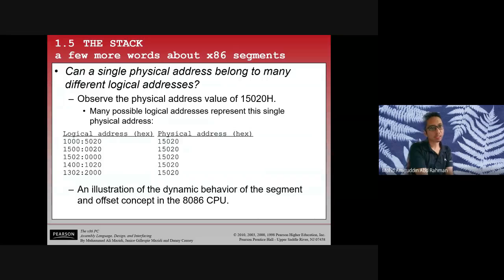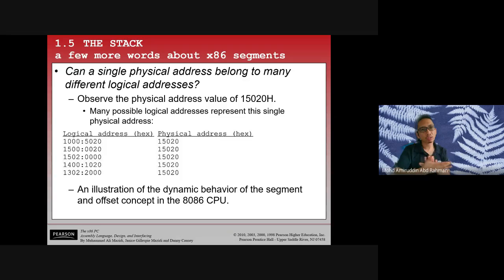So we see that we have the physical address of 15020 and also the logical address 1000 at 5020. It can be that, because the logical address is actually you add, so 10,000. You have 100, so you add one more zero, so it will be 10,000 plus 5020. Of course, it will become the physical address 15020.